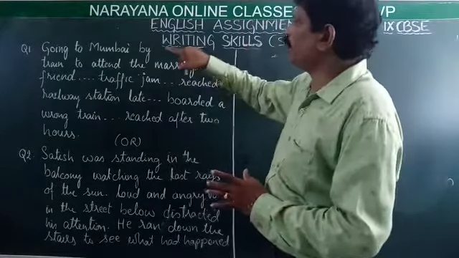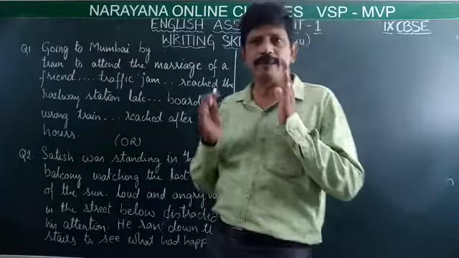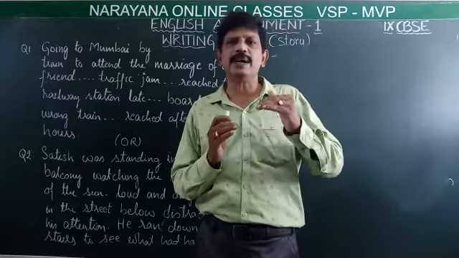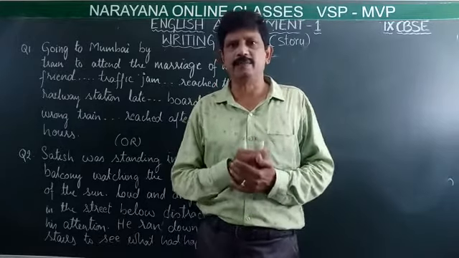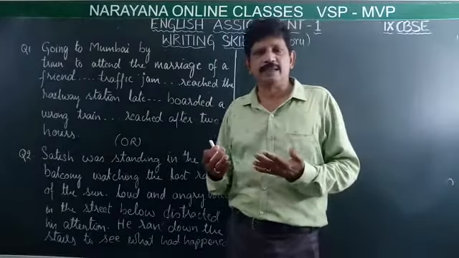Okay, so going to Mumbai by train to attend the marriage of a friend. So what is the main thing? What is the theme? He is going to attend a marriage of a friend. Where? Mumbai. So he started.